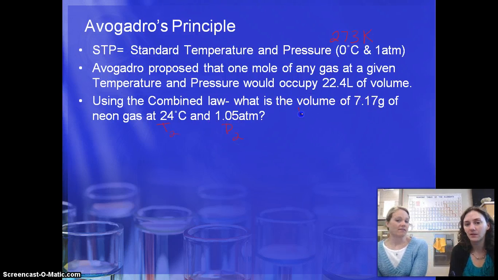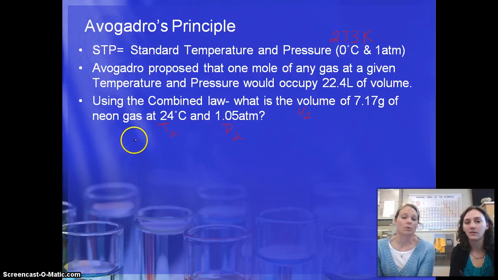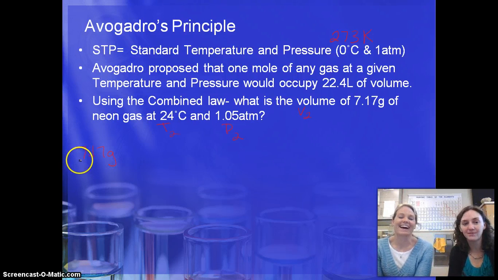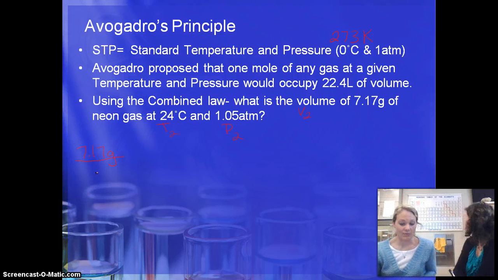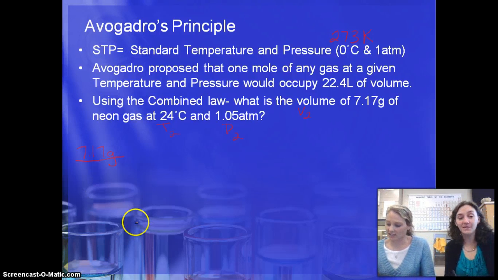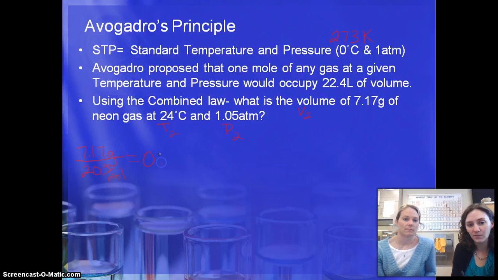Now, we don't have any ones given to us directly in the problem. But what we do know is that we've got 7.17 grams. We can take that grams of neon, and we can convert that gram into mole. You thought we were done with that stuff, we're not. It keeps coming back. So we're using neon, so Ne, and we're going to have to look up that molar mass of Ne. 20. Okay, so 7.17 divided by 20 is 0.3585. And that's moles.